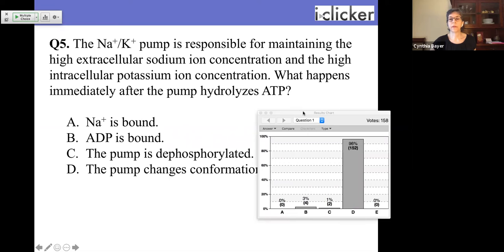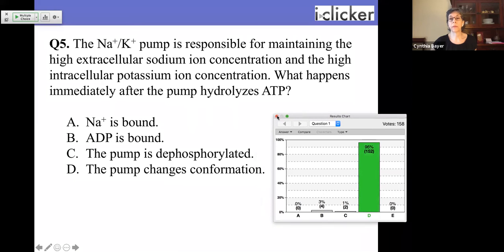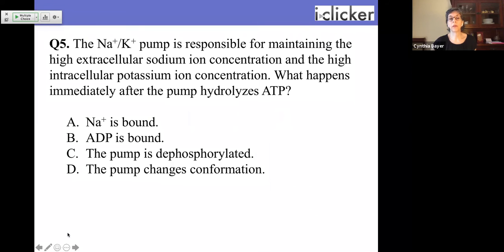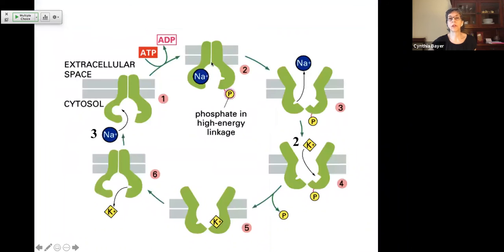And yes, D is the correct answer. When the pump hydrolyzes the ATP, it will phosphorylate itself. It will transfer a phosphate from ATP to the pump, which causes that pump to change its conformation, change its shape, which allows the release of those bound sodium ions.